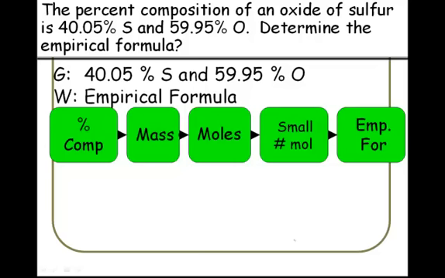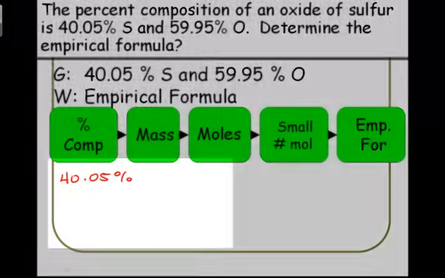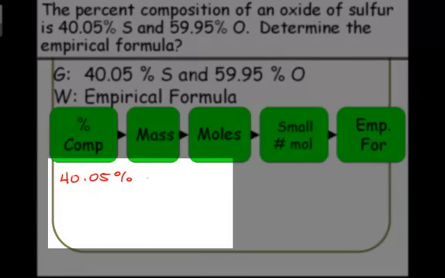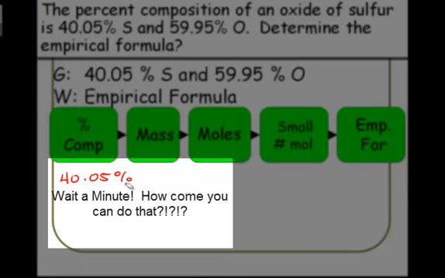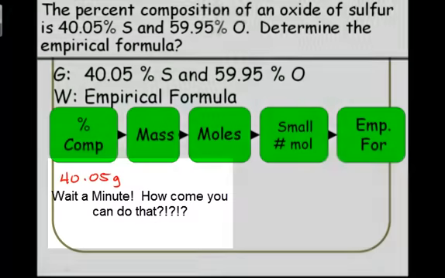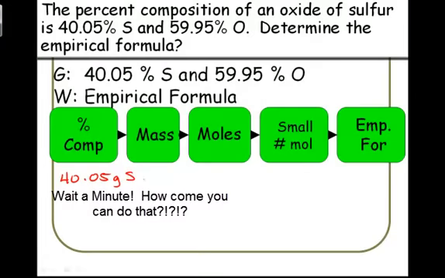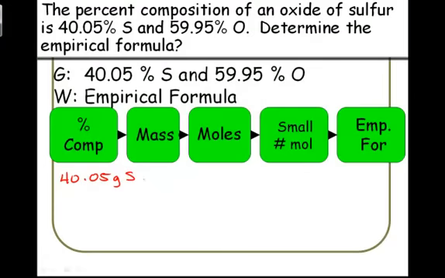So, to convert from percent composition to mass, we're going to simply take our percent. So for sulfur, we're going to take 40.05%, and we're going to drop the percent sign and put grams, because we're going to assume that we have 100 grams of the substance. Since we're not told otherwise, we can just assume that we have 100 grams of the substance.